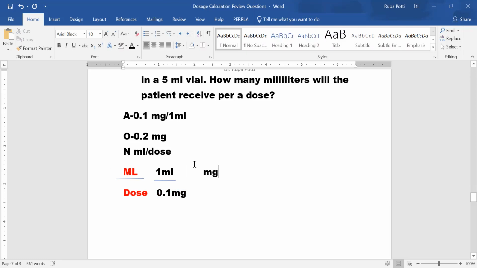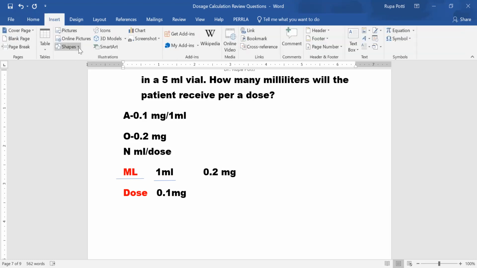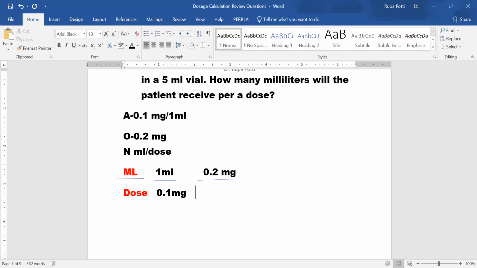So again, what in the problem has something to do with the milligram? Now I see there is 0.2, right? So I carry my number there, 0.2 milligrams. And what is that 0.2 milligrams? That is milligrams per dose, right? That is what I want to give per dose. So I'm going to give 0.2 milligrams per dose. Now I'm going to cancel my milligrams in my denominator and my milligrams in my numerator.